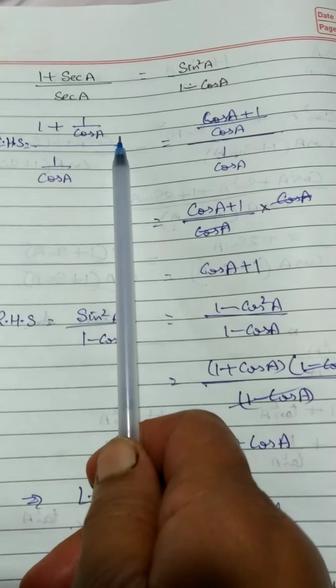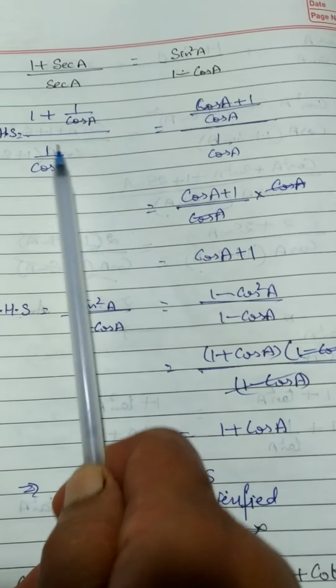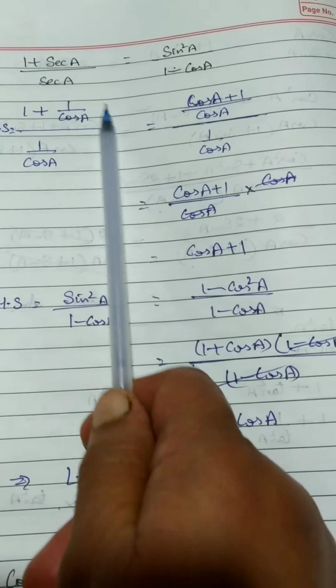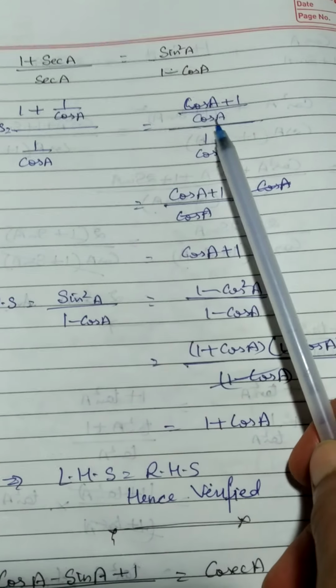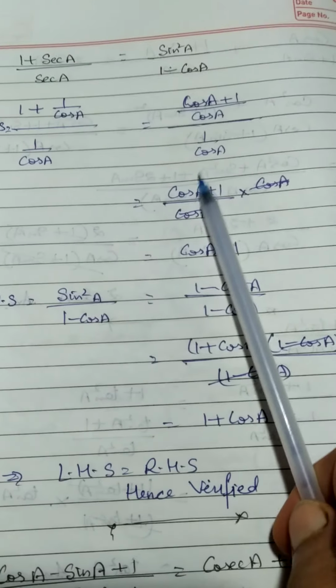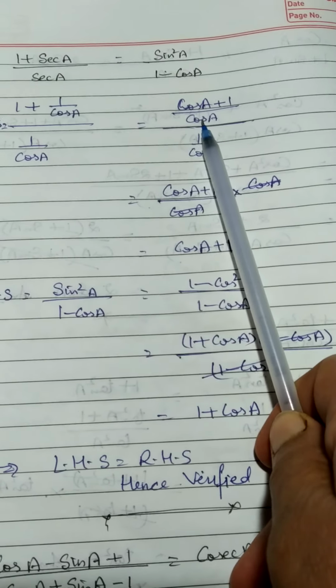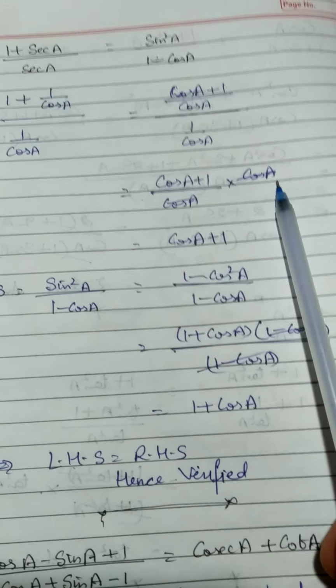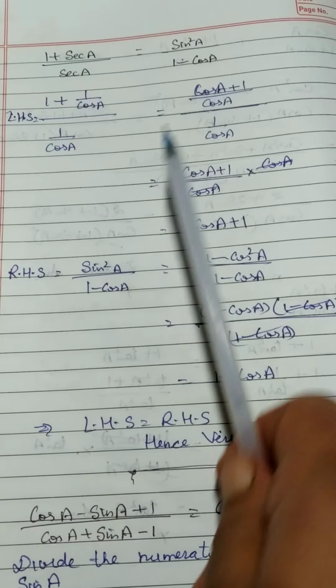because secant is the reciprocal of cos, therefore it can be written as (1 plus 1 upon cos a) upon 1 upon cos a. Then cos a in the numerator is the LCM, and here we get (cos a plus 1) upon cos a upon (1 plus cos a). Obviously this cos a will go into the numerator and this cos a will come into the denominator, and it cancels, and we get here cos a plus 1. Then we will solve the right hand side also.